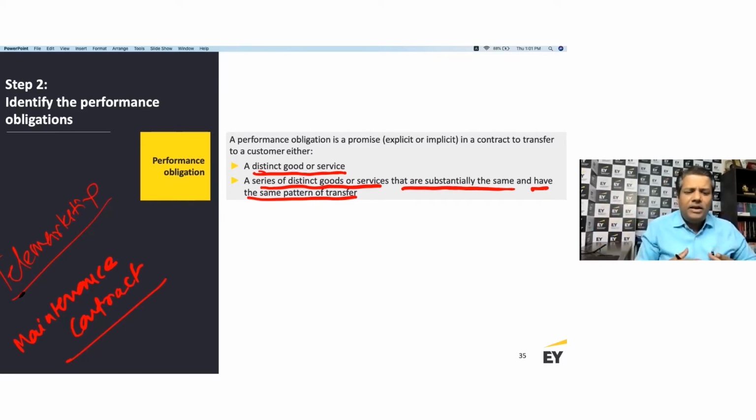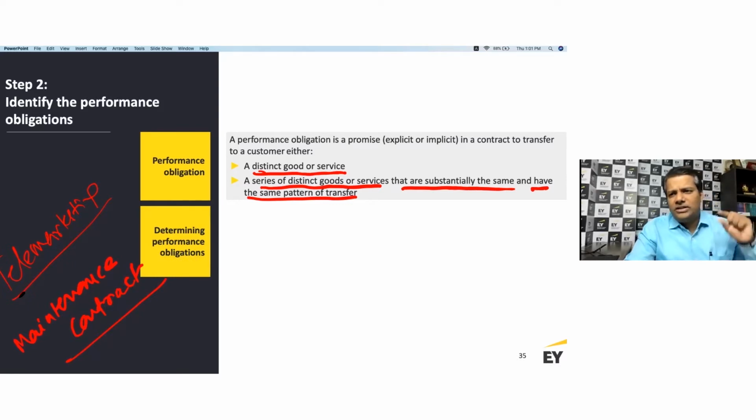So I'm going to look at the million calls as a series of distinct goods or services that are substantially the same, that my performance obligation for making every call is substantially the same, and has the same pattern of transfer or fulfillment of my performance obligation under the arrangement, from that perspective.